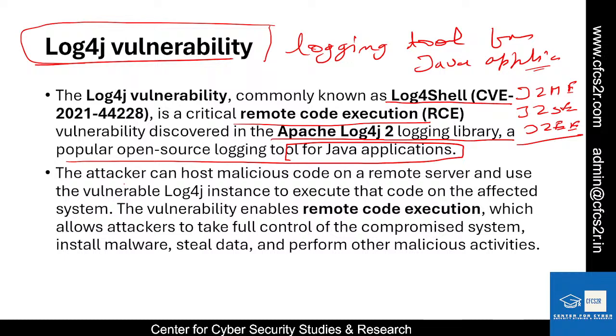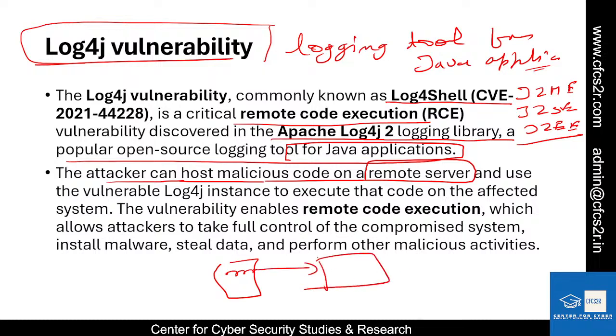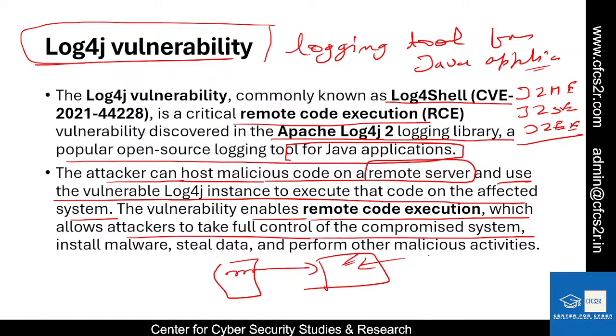So basically, what happened? The attacker can host malicious code on a remote server. The server that is generating the logs pushes them into the Apache Log4j library. So this library is basically infected, and the attacker can host malicious code and use the Log4j instance to execute that code on the affected system. The vulnerability enabled remote code execution, which allows the attacker to take full control of the compromised system.